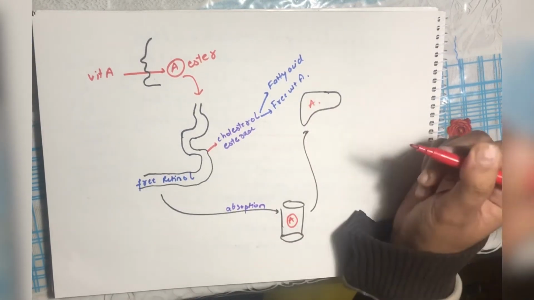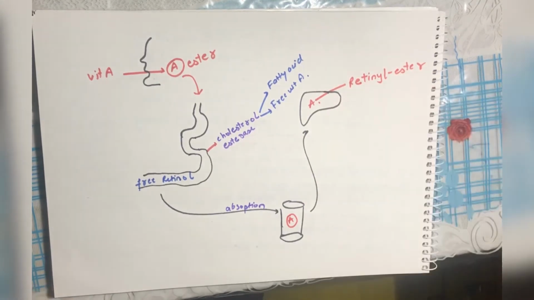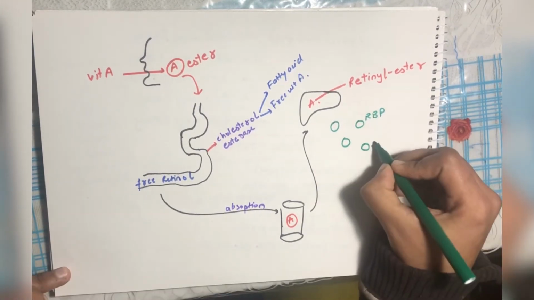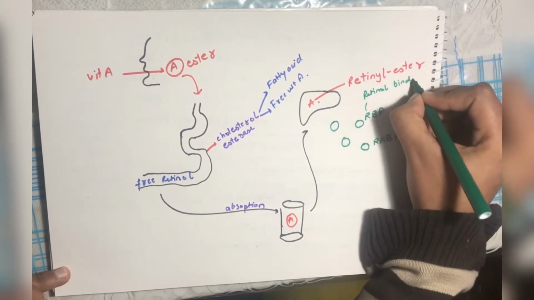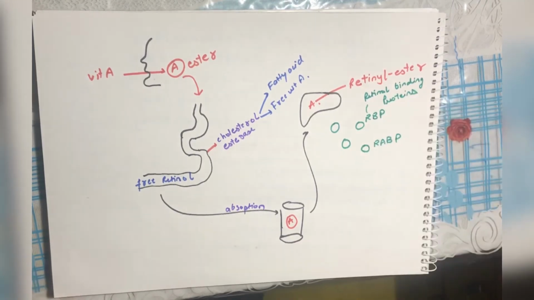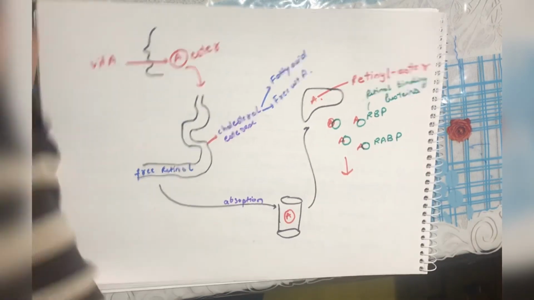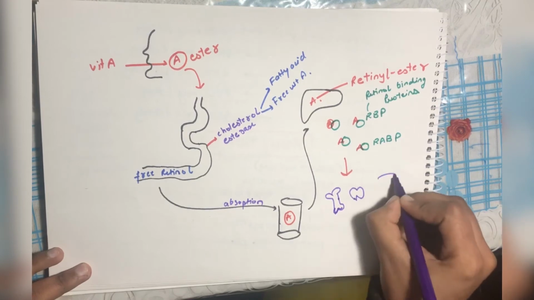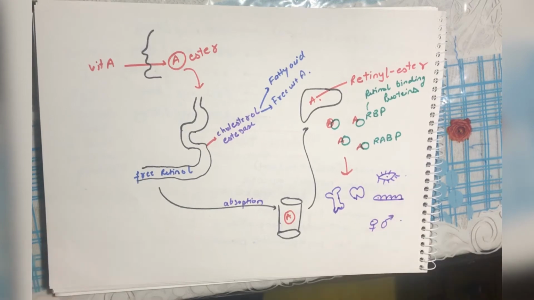After the blood, it goes to the liver, and in the liver it is stored in the form of retinyl ester. But vitamin A is a fat soluble vitamin, and blood is made up of plasma, that is water, so water and lipid cannot mix. So vitamin A binds to two plasma proteins, RBP and RABP. RBP is retinol binding protein, and RABP is retinoic acid binding protein. After binding, it goes to the places where there is a need, like the bones, teeth, eye, the epithelium, and also the reproductive system.